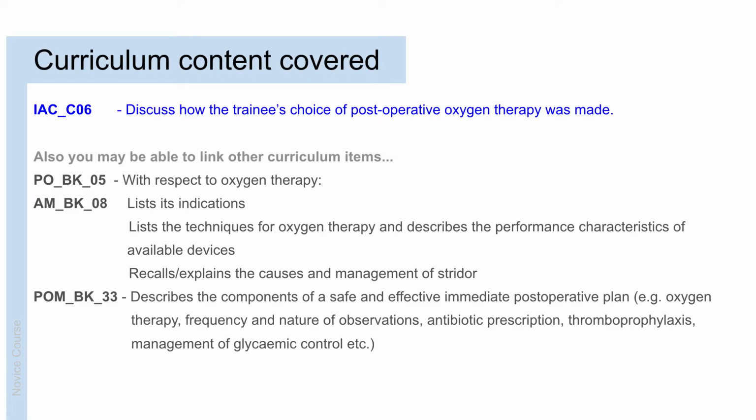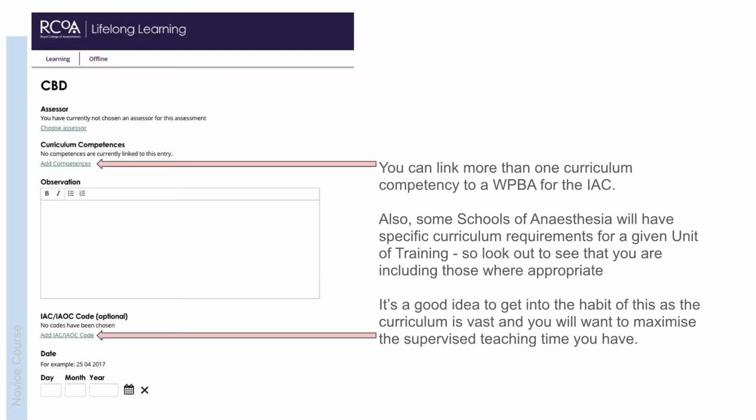So the IAC code linked to this lecture is C06, and this is discuss how the trainee's choice of post-operative oxygen therapy was made. And here below are listed some other items that would be relevant to link to this assessment that you can find in Annex B. On this work-based place assessment, you can see below where you can link to the IAC code, and the curriculum competencies link above where you can link to the additional competencies that may be relevant.